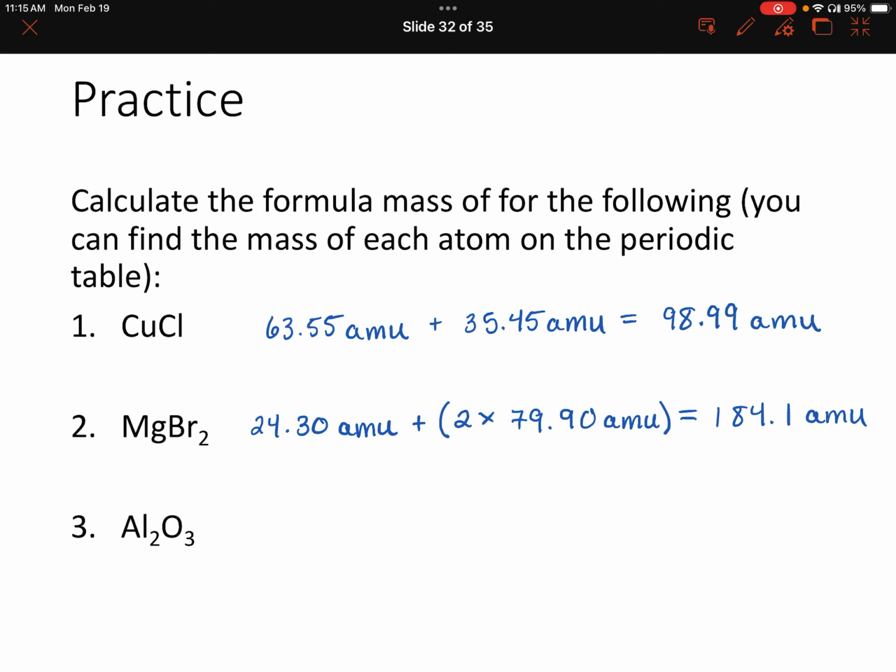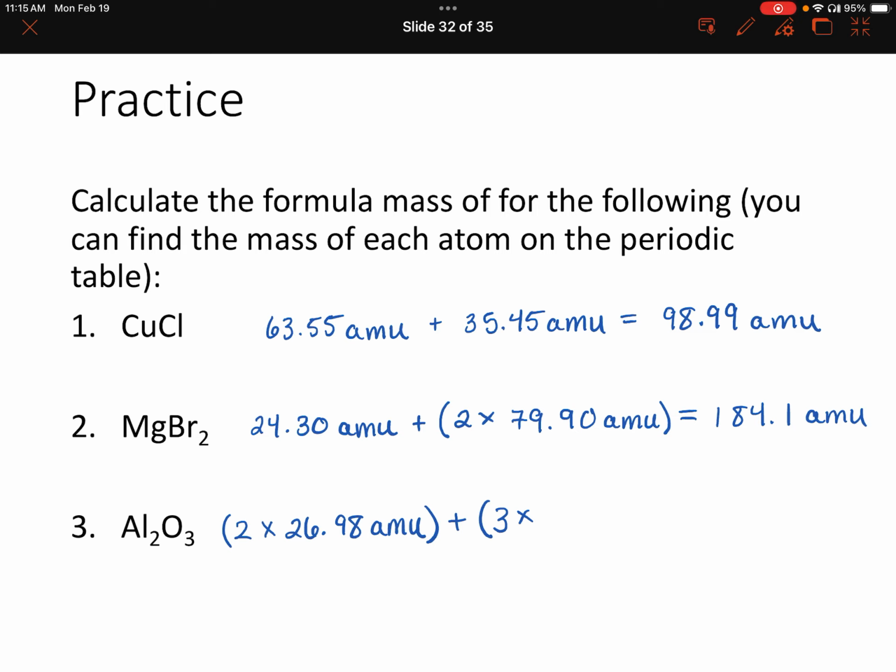All right, the last one, we have aluminum oxide. This was an example we saw before. There's two aluminum atoms, or ions, I should say. So we need to multiply the mass of aluminum by 2. And it looks like the mass of aluminum is 26.98 AMU. And then we have 3 oxide ions.